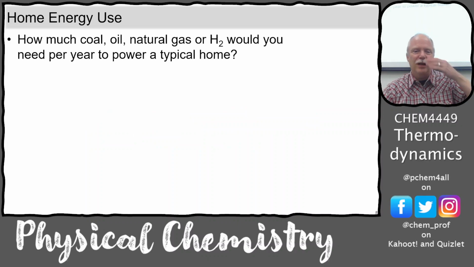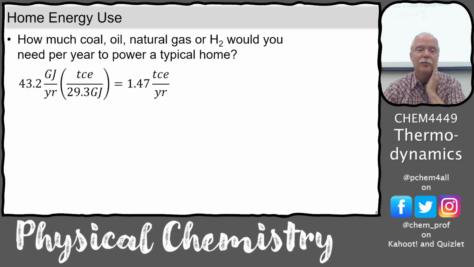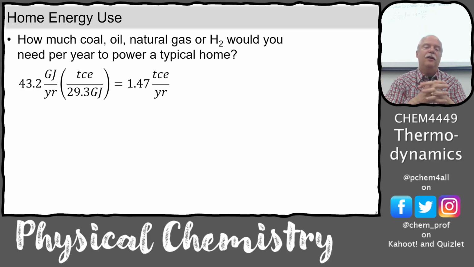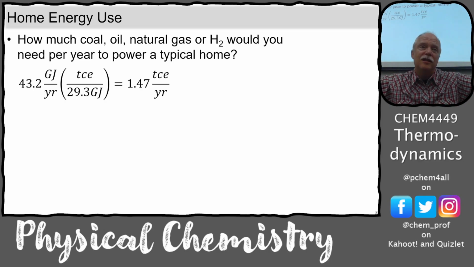So how much coal, natural gas, or hydrogen would you need to power a typical home? And here I've erased some of these numbers too, to keep you active. So the 43 gigajoules per year, if we use those World Energy Council numbers to convert that to tons of coal, this is 1.47 tons of coal equivalent. So that's kind of a lot of coal. I mean, that's 1 million grams or 2,000 pounds of coal. Now that would fill the back of a pickup. I mean, it's not like a house-sized pile of coal, but it would be a good load of coal.